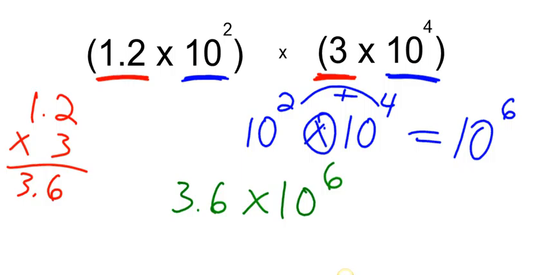And by looking at that, I have to check, first of all, is this number in scientific notation? We have our first ones digit, then we have our tenths place, and we have our decimal here. So yes, it is in proper scientific notation, and so we solved it correctly.